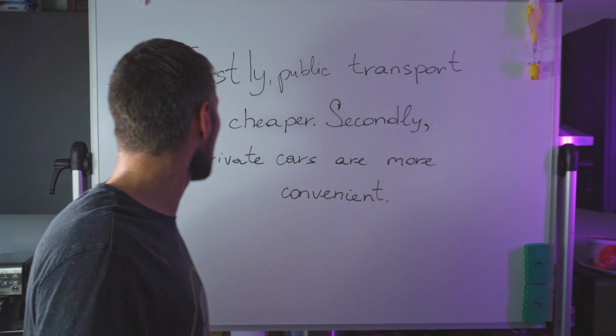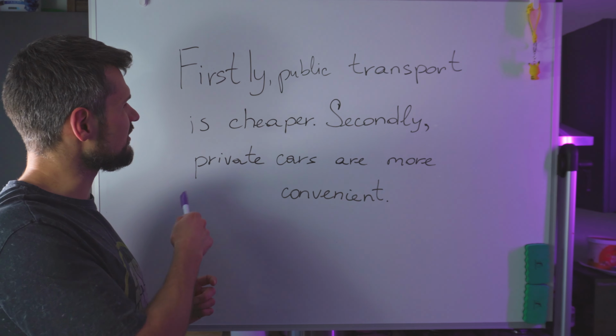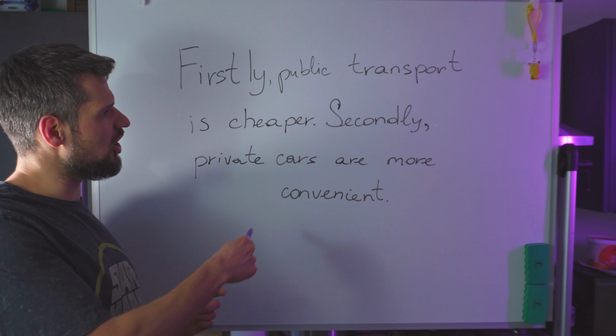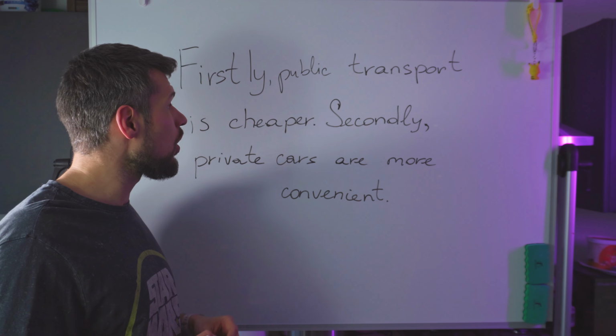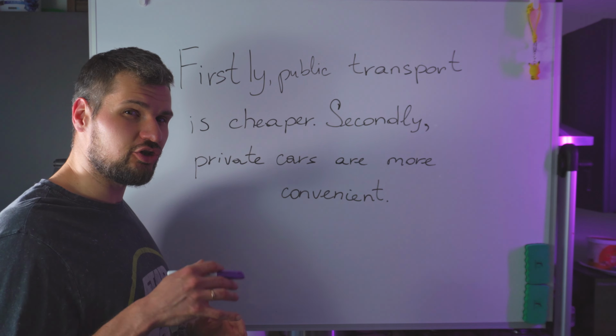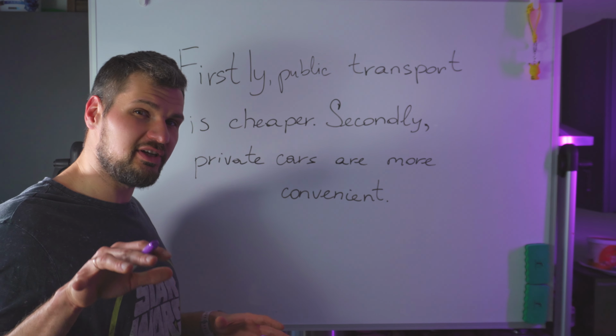So let's get started. Let's take a look at our first sentence. Firstly, public transport is cheaper. Secondly, private cars are more convenient. Now, what is wrong with this sentence? Try to figure out yourself. I'm going to give you 30 seconds.